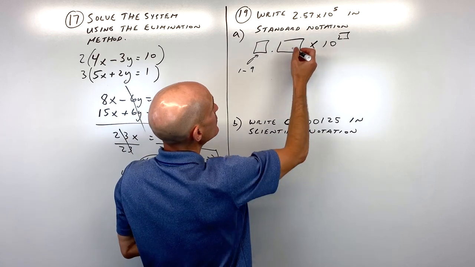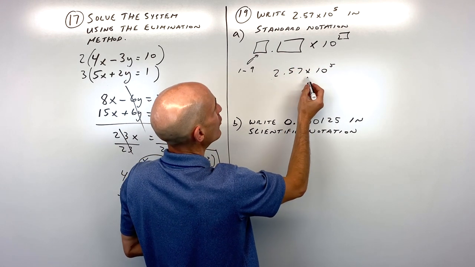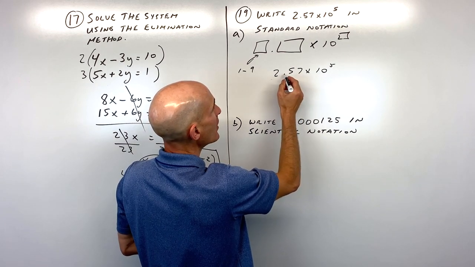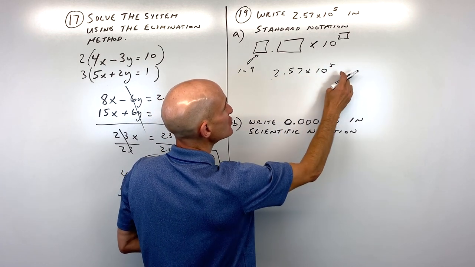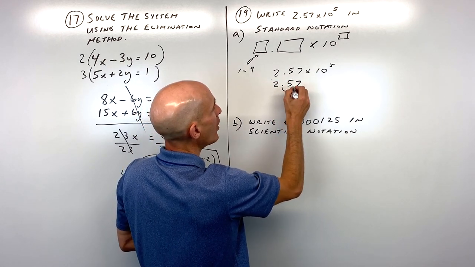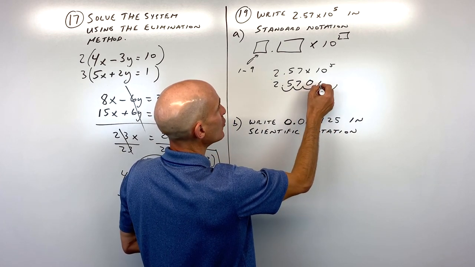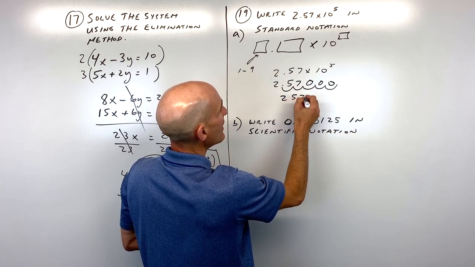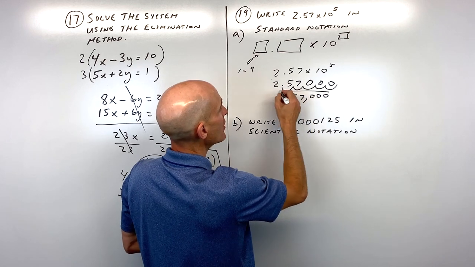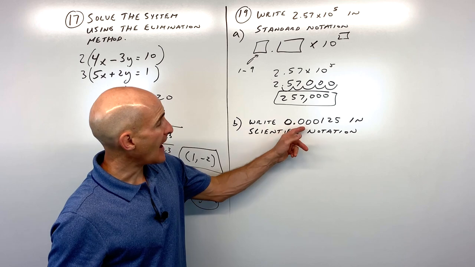a really large number. But an easy way to do this problem is if you have a positive exponent, just go ahead and move the decimal point that number of places to the right. So you have 2.57. We're going to move it 1, 2, 3, 4, 5. And I'm going to put my placeholders in here. So this is going to be 257,000. Okay, for part B now, we're going the opposite direction.